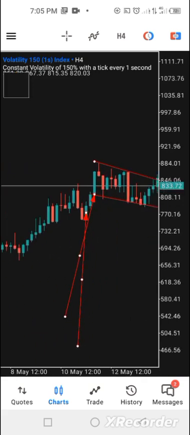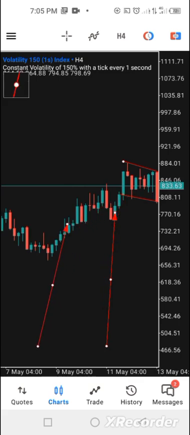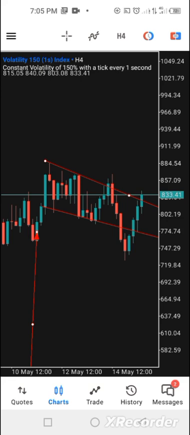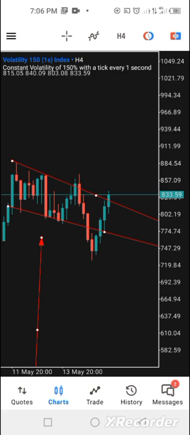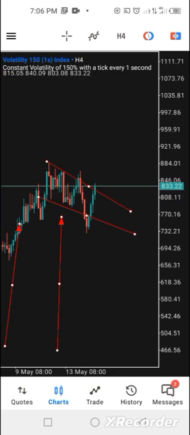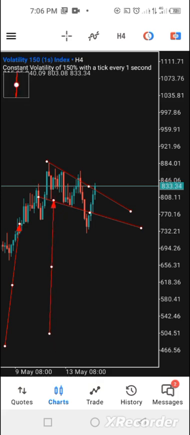you can see there's a first touch here, a second touch here, a third touch here, a fourth touch here, and a fifth touch here. Look at this closely. Make sure you draw your flag very, very well. So this is our flag.